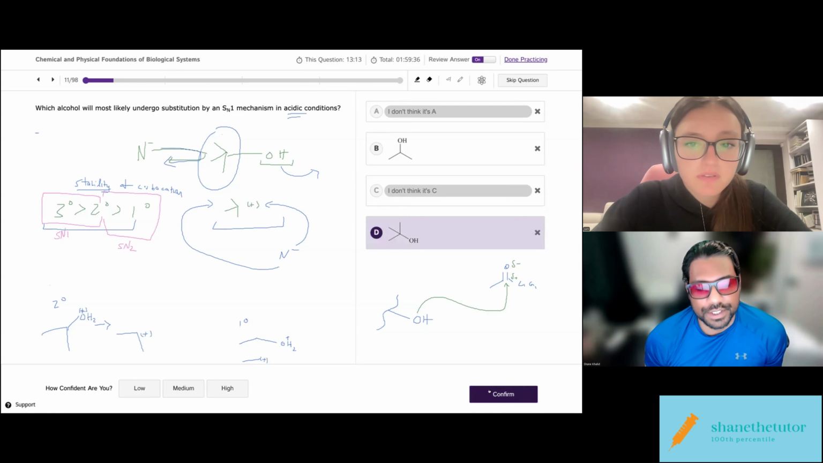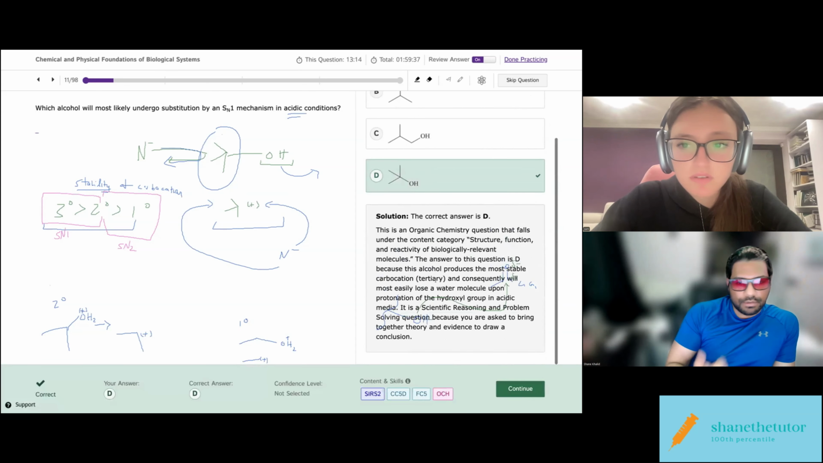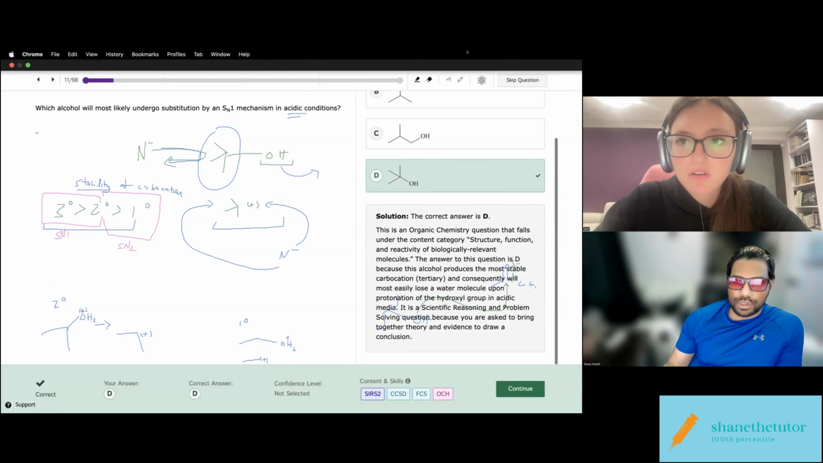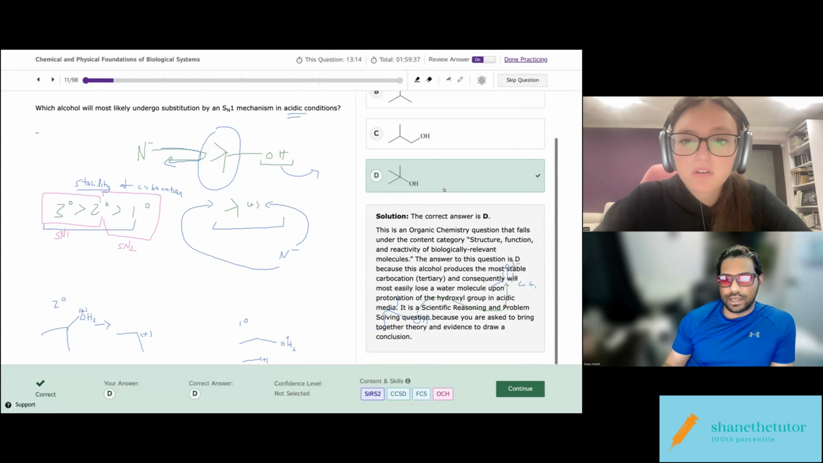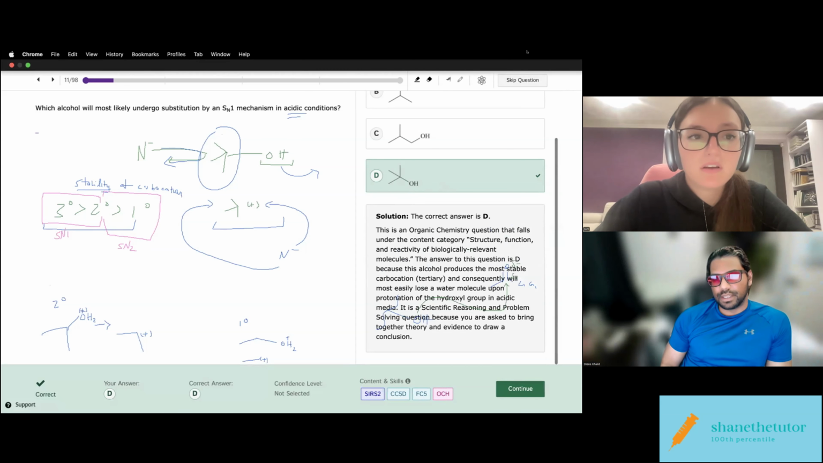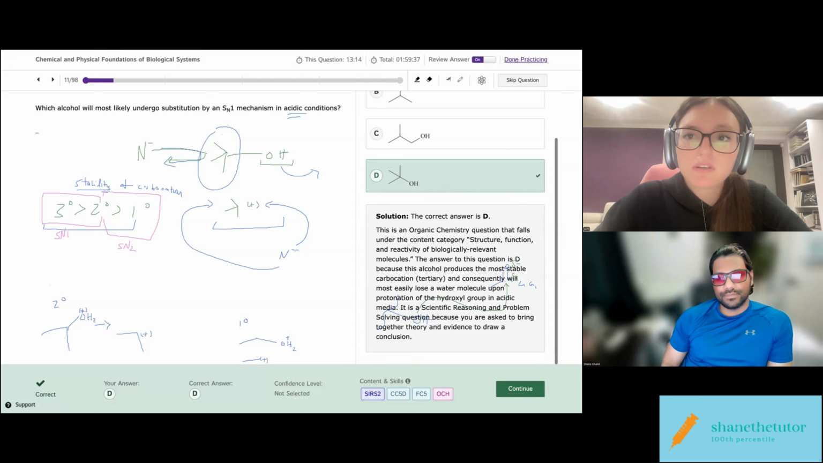So it's going to be that because it's bulky, which means that a nucleophile can't just come in and attack. It would have to lose its leaving group, becoming a carbocation, and a tertiary carbocation is more stable. So you'll see more in the PDF. Sounds good. Okay.